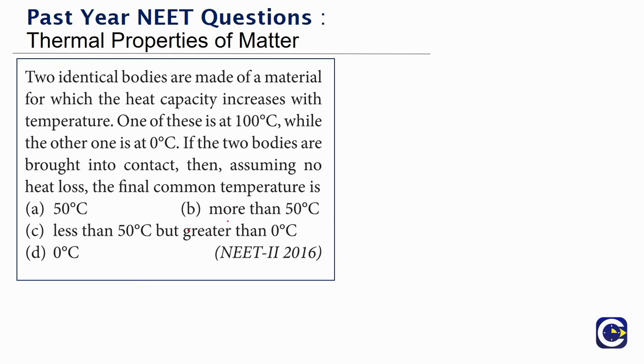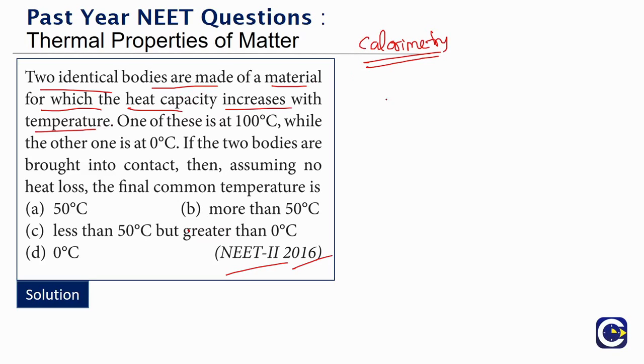Next we have a question that has come in the NEET paper 2 of 2016. This is based on the idea of calorimetry, but it's a little bit of a theoretical question. Two identical bodies are made up of material for which the heat capacity increases with temperature. Means both these identical bodies are made up of the same material.